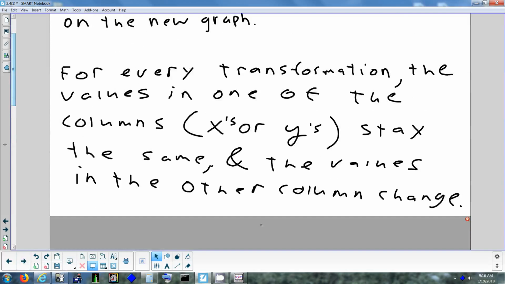So when you do one transformation, your transformation is either going to affect the x-axis or the y-axis. If you shift vertically, that affects the y values. It doesn't do anything to the x's. If you shift horizontally, that's the opposite. That would affect the x's. It would not affect the y's. So the point is you're only going to be affecting one variable per transformation.